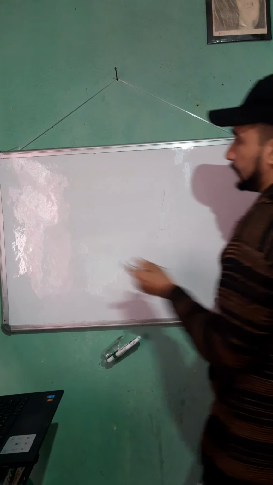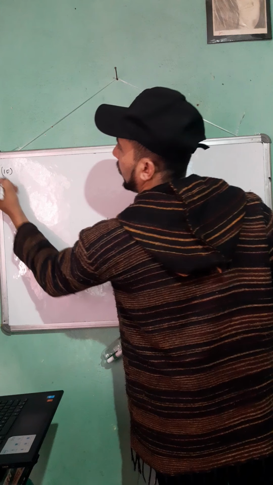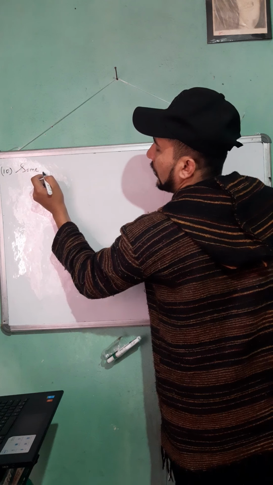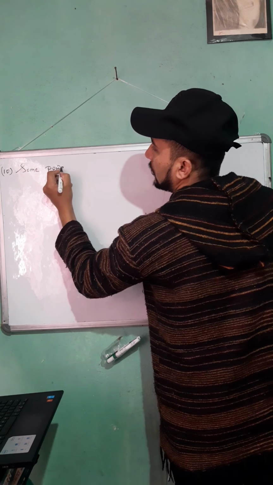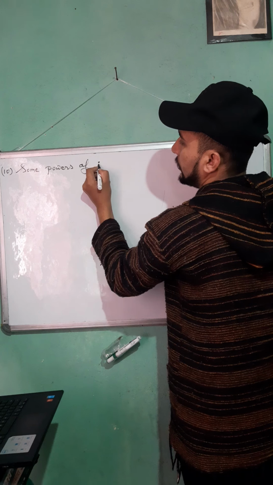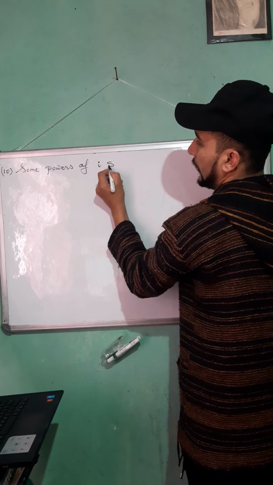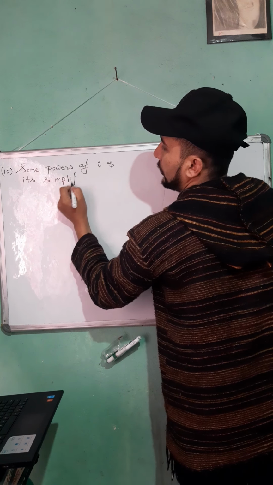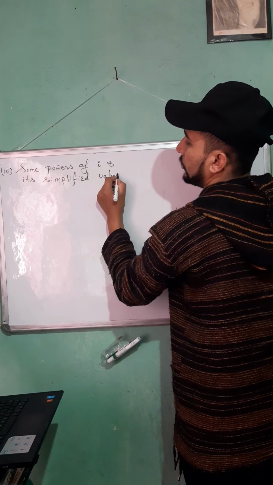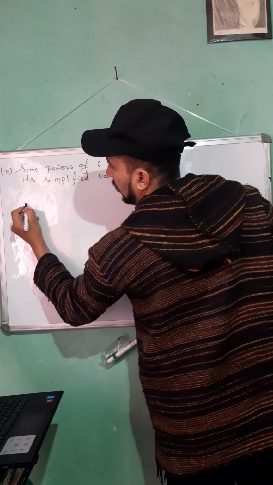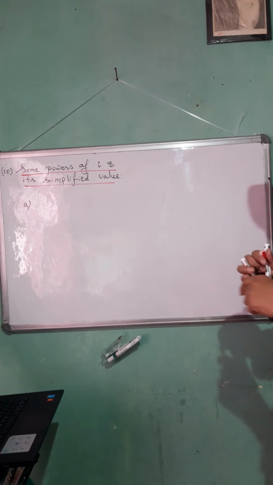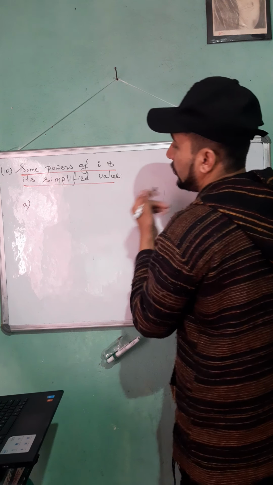So next, number 10, simplify the value of some powers of i. Number A, some powers of i. I means, you know, root under minus 1 is called i. So some powers of i.